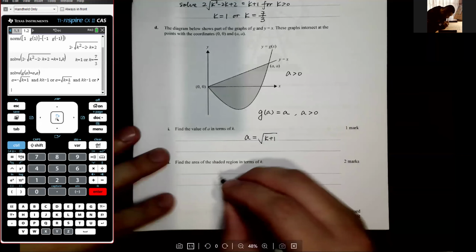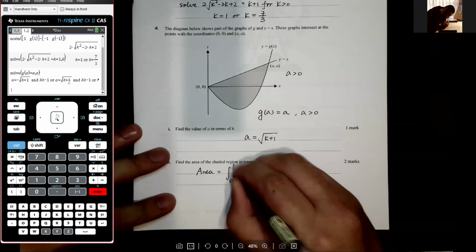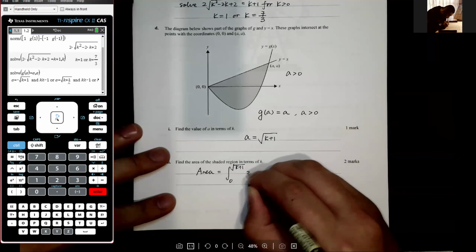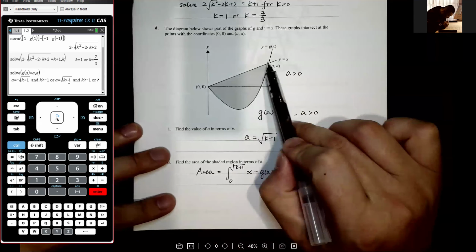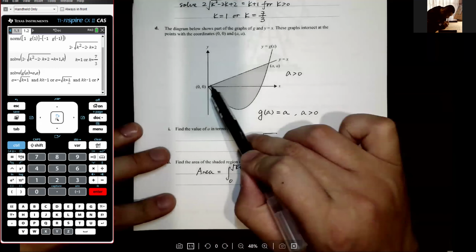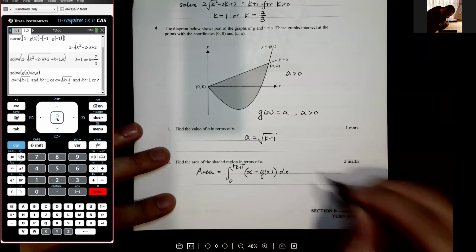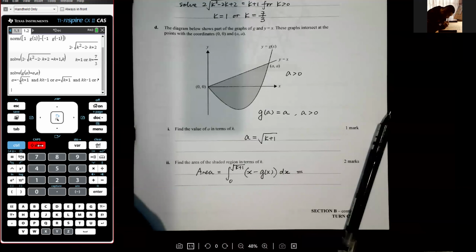Also we want to find the area of the shaded region. So the shaded region has the area equal to the integral from 0 to root k plus 1 of x minus g(x), because that is the upper function and that is the lower function, over the same domain restriction 0 to a. Don't drop out your dx, okay? And then you can just use your CAS to figure out the answer.